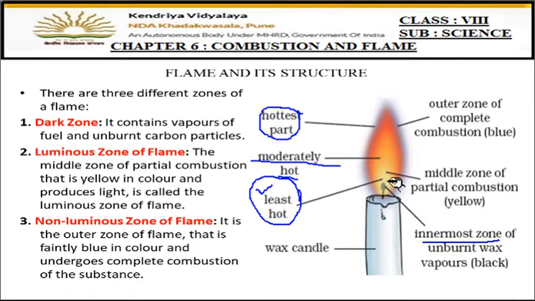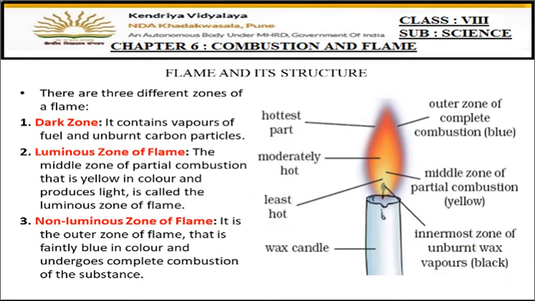In the innermost zone, no oxygen is coming, so no combustion is taking place, and that's why it is least hot. But in the outermost zone, there is complete supply of oxygen, so there is more burning of fuel in this zone, and it is the hottest part. Okay, so this is the structure of the flame.